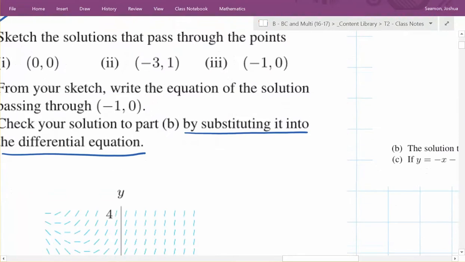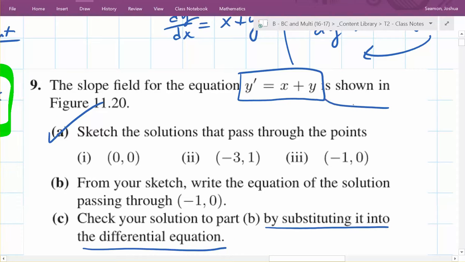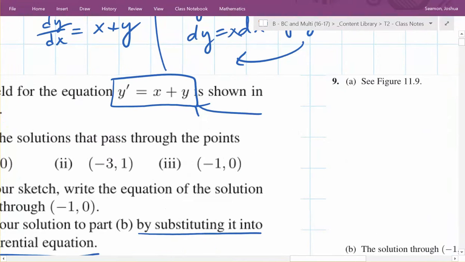So when they say substitute it in, what does that mean? Here's the original differential equation, right? What did we think was a solution to it? Y equals negative x minus 1, right? What can we do? Plug it in. Exactly. And what happens?